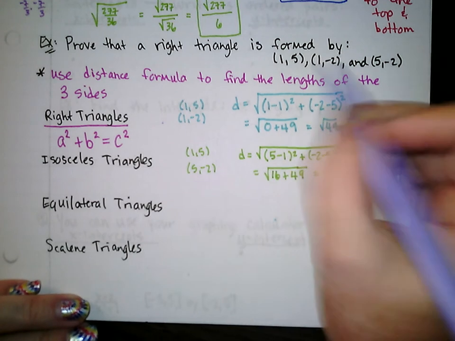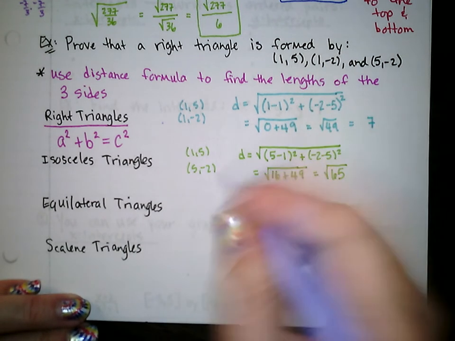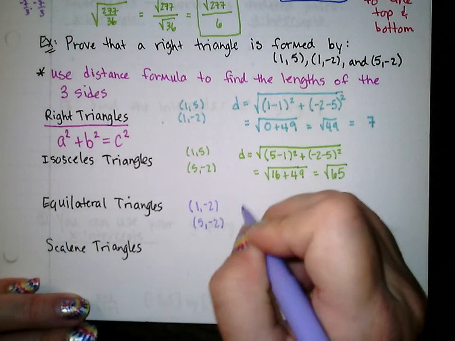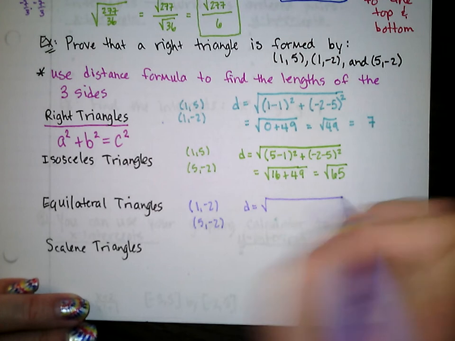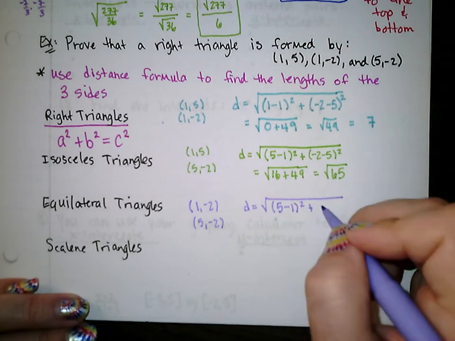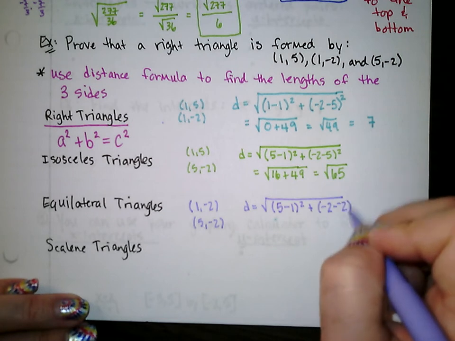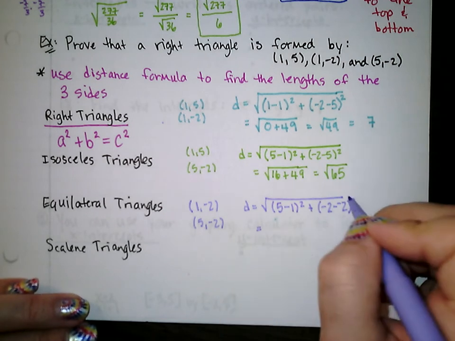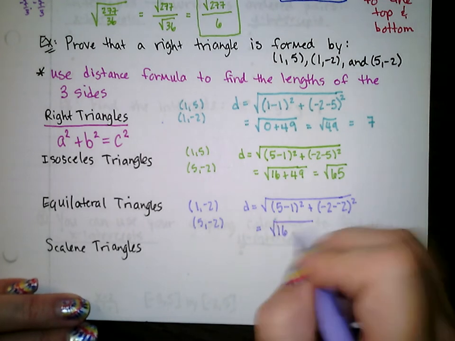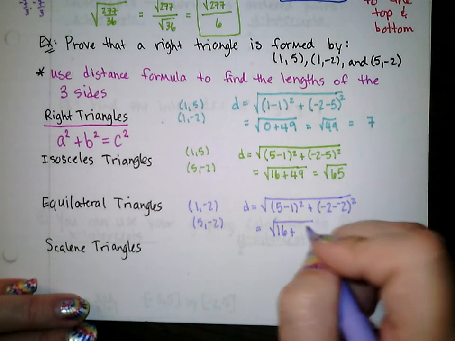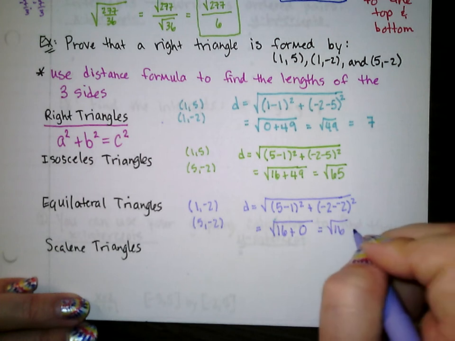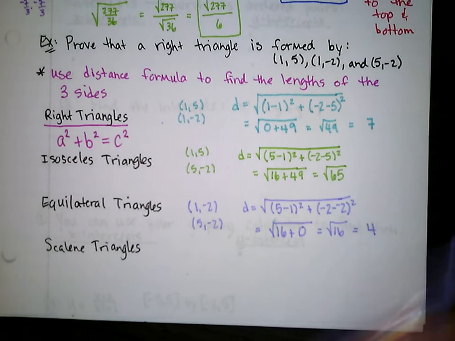Then we've got, so we did (1, 5) there, (1, 5) there. We've got to do (1, -2) and (5, -2). So distance formula, square root of 5 minus 1 squared plus negative 2 minus negative 2. So 5 minus 1 is 4. Square that is 16. Plus negative 2 minus negative 2 is 0. Squared would be 0. So we get square root of 16, which is 4. So we have our three sides.